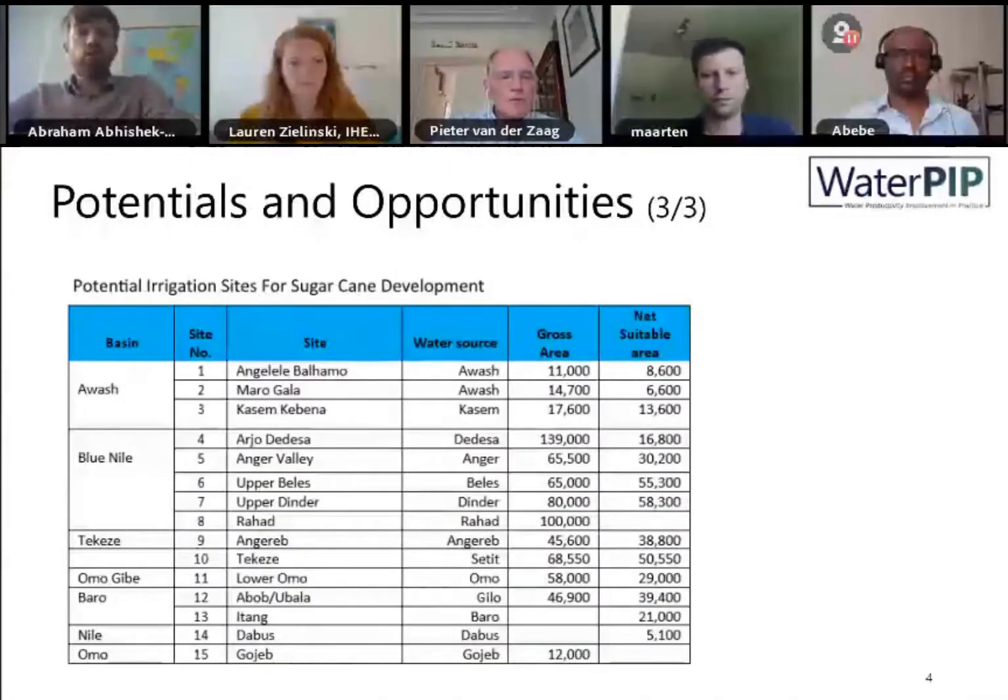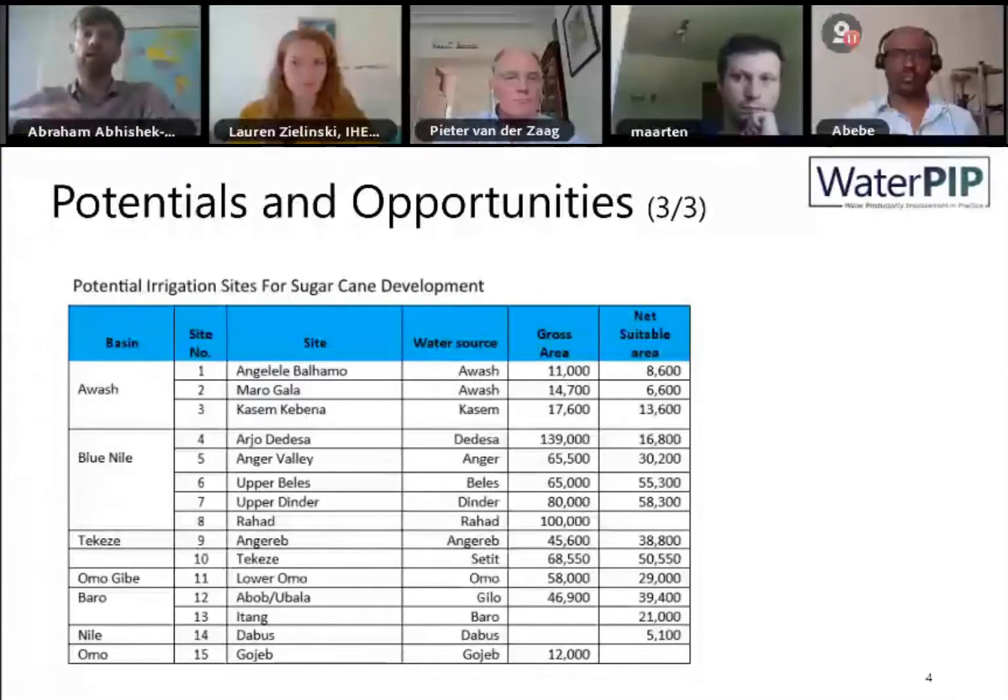This is just a quick overview of all the potential irrigation sites for sugarcane development. It's a large amount, I believe several of these have already been developed. But also overall, you can see that it really goes into the hundred thousands of hectares in terms of suitable area.